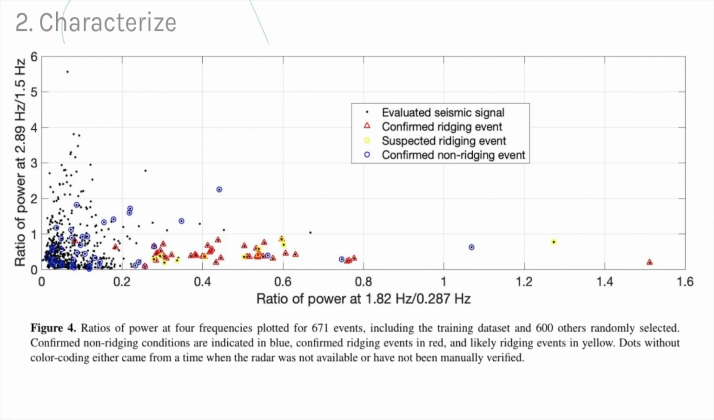So what we have on the screen now is the grouping of the 70 test events along with 600 randomly sampled events based on the 2 most optimal power ratios. Once again, we got these power ratios from the k-means clustering. The red and yellow dots here are confirmed or suspected ridging events from our event classification. The blue are confirmed non-ridging events, also from our event classification. Note the clear grouping and separation of the ridging events.